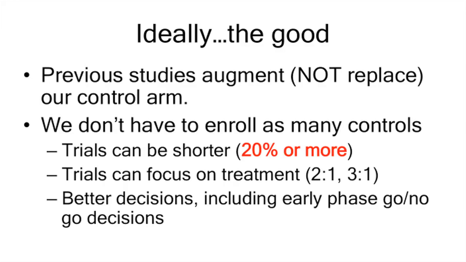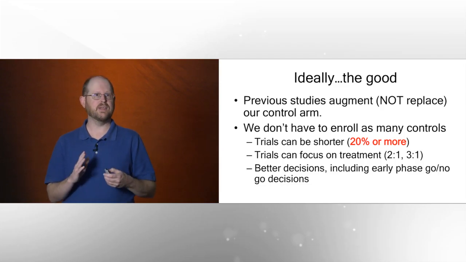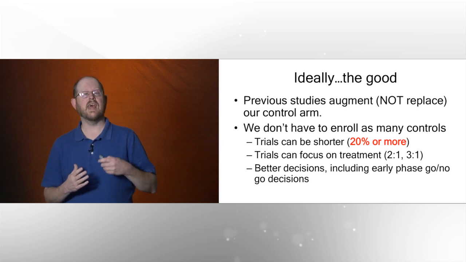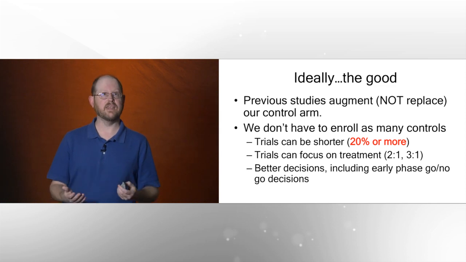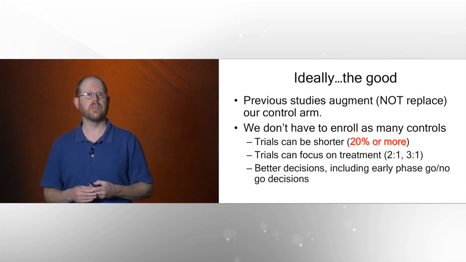We get better point estimates. We get better go, no-go decisions. We get a better idea about whether our drug works. This allows us to potentially eliminate some of the controls in our current study. So we can get trials that are 20% shorter. We can get trials that focus more on the treatment. So being able to use 2-to-1 or 3-to-1 randomization is huge. That would allow us potentially, even in a smaller study, to have more of our subjects on the treatment arm. That lets you assess safety better than you would without using the historical controls.